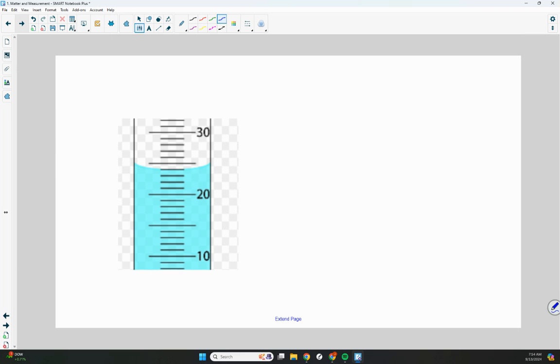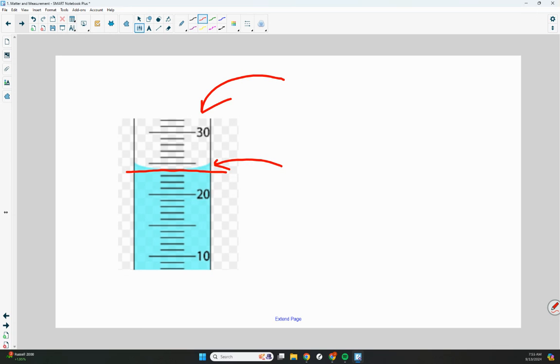So the first thing I want to talk about is how to use the graduated cylinder. This is a graduated cylinder, a little picture of one anyway. And you'll notice that there is a curvature here, and that's because the water molecules are actually attracted to the side of the graduated cylinder. So the question is, where do we look for the line? And the answer is we're going to look at the bottom of the curvature, which is called a meniscus.